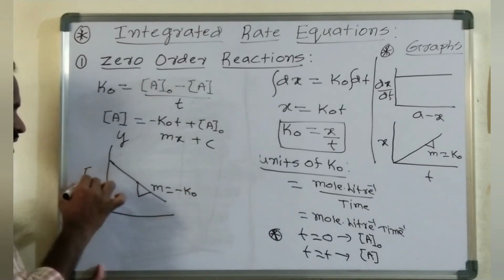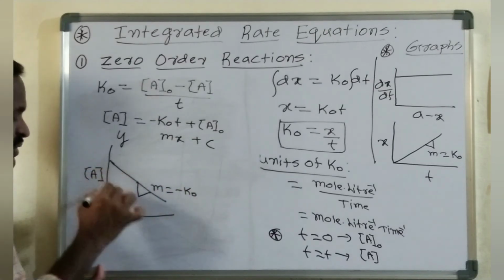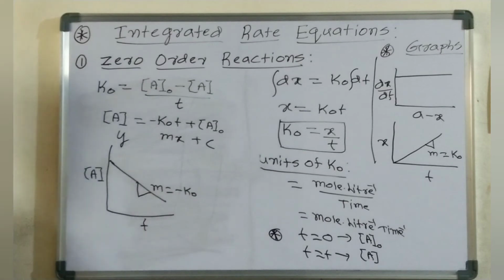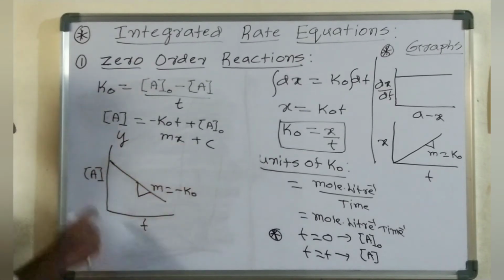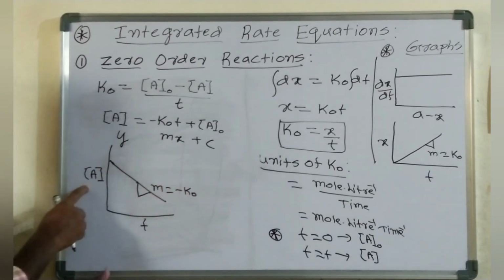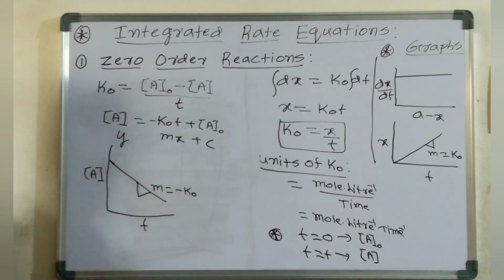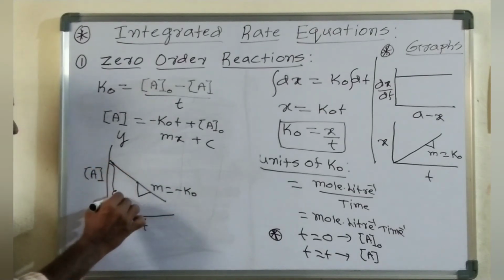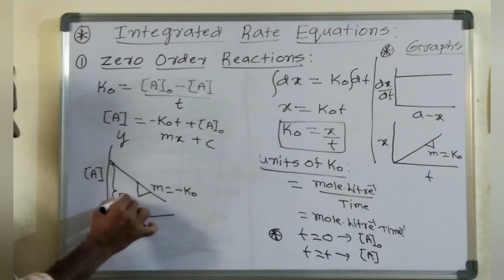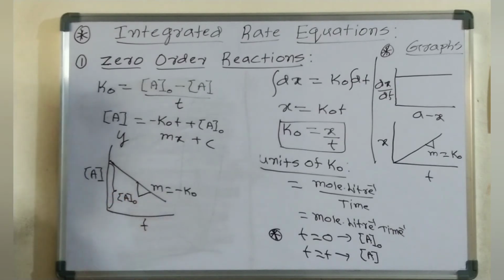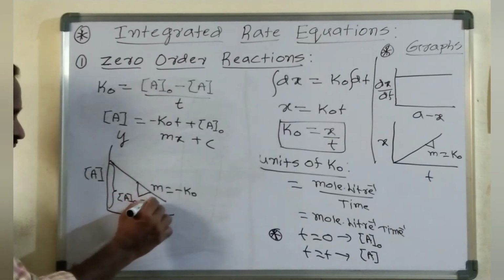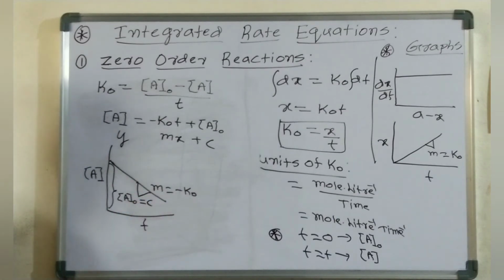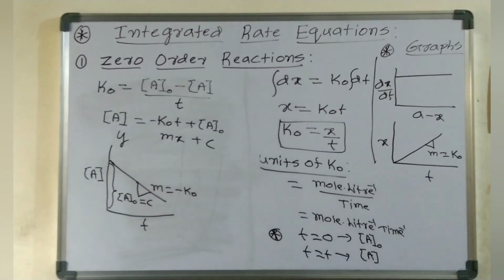If you plot a graph between the concentration of A versus time, y equals mx plus c, with the concentration of A on the y axis and time on the x axis, you will get a curve like this. It has the negative slope m equal to minus k naught, and its intercept is the initial concentration, A naught.